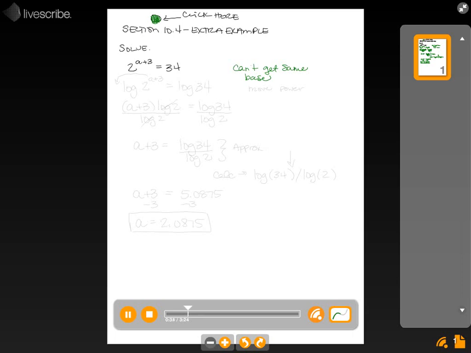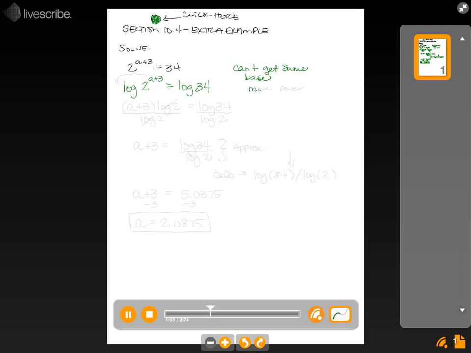That's fairly simple. Here, we can't do that because there's no way that we can get 34 to be 2 to some exponent. So what we have to do is use common logs. Remember, common logs are log with the base 10. So we're going to take the log of both sides. Log, and you don't need to write the 10. It's understood that it's there. Okay, everything else stays the same. So we end up with log of 2 to the power a plus 3 equals log of 34.